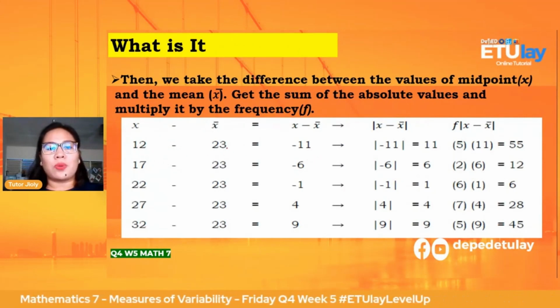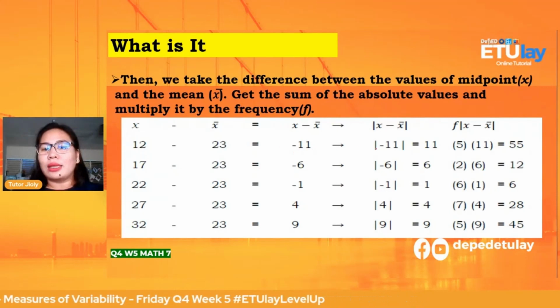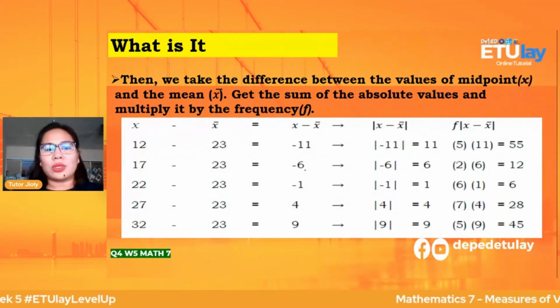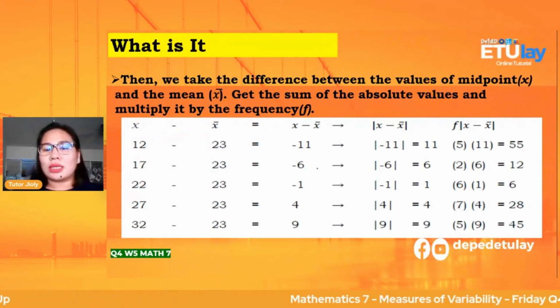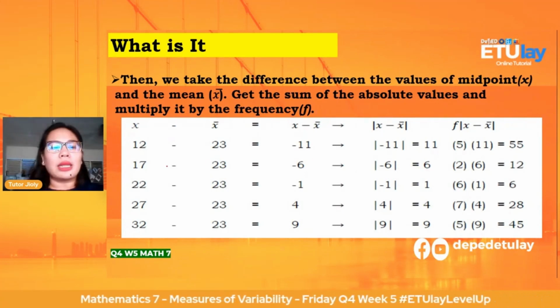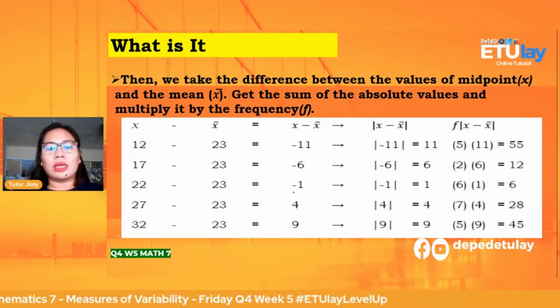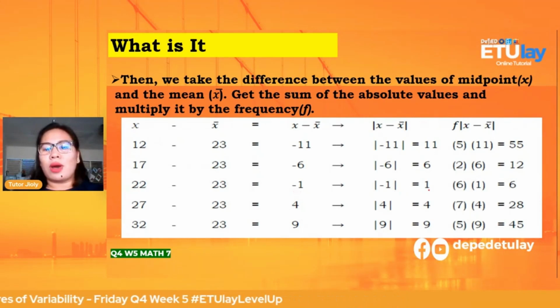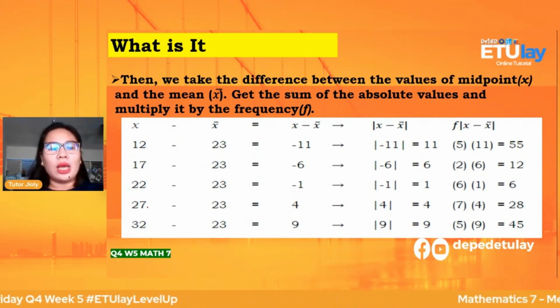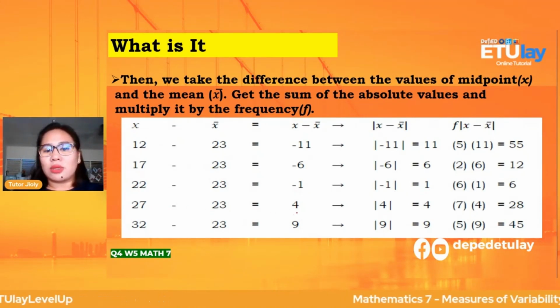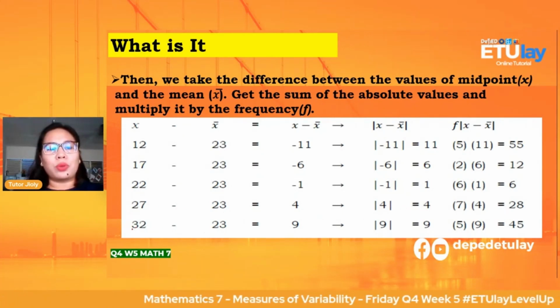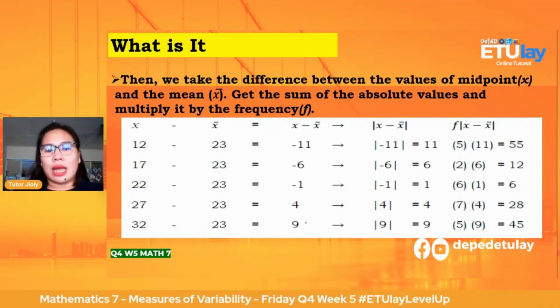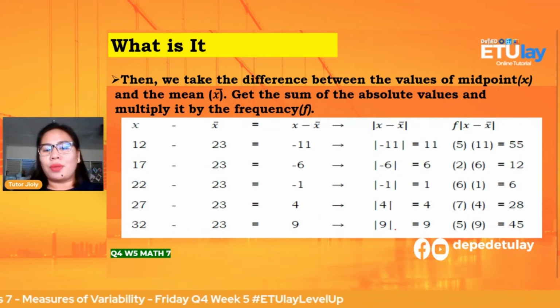Okay, so 12 minus 23, that is negative 11. Then get the absolute value, that is 11. Same with 17 minus 23, that is negative 6. Get the absolute value of negative 6, that is positive 6. Then 22 minus 23, that is negative 1. Absolute value of negative 1 is positive 1. 27 minus 23, that is 4. Absolute value ng positive 4 is positive 4. 32 minus 23, that is 9. Then get the absolute value of 9, that is 9.